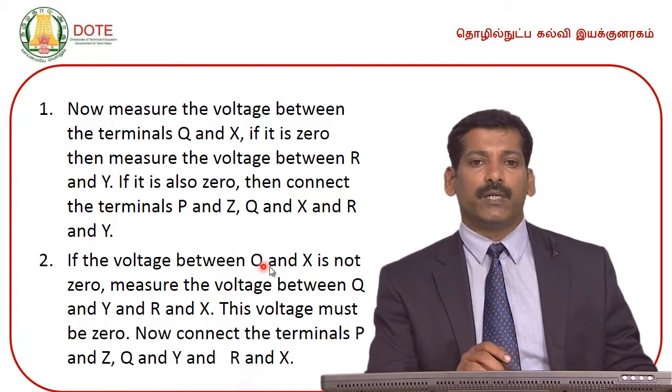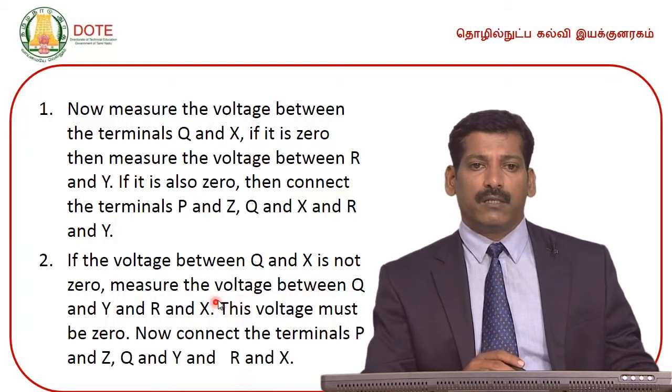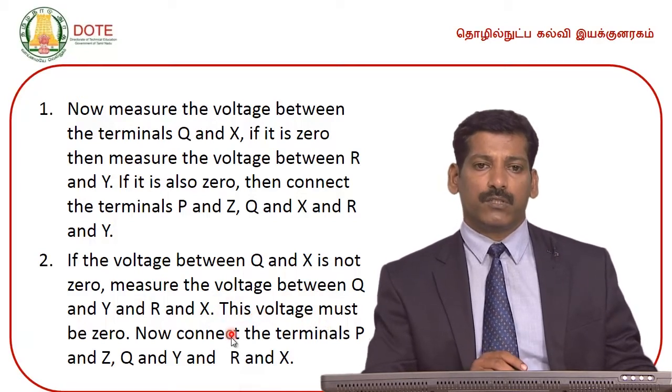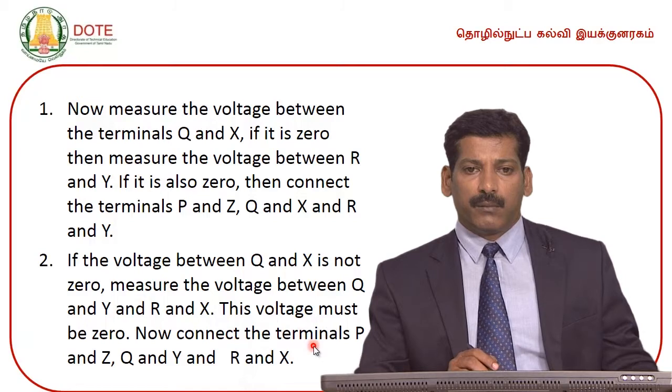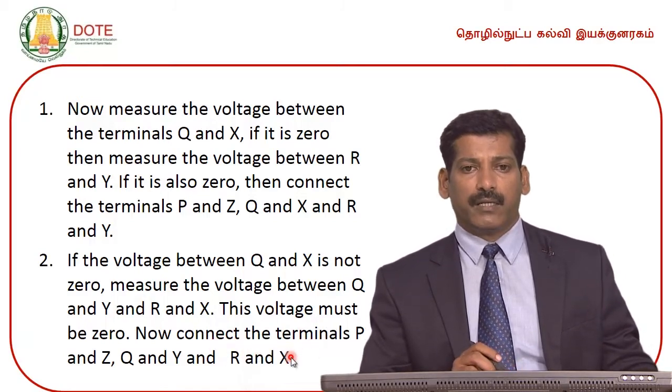If the voltage between Q and X is not 0, measure the voltage between Q and Y and similarly R and X. This voltage must be 0. Now, connect the terminals P and Z, Q and Y, and R and X.